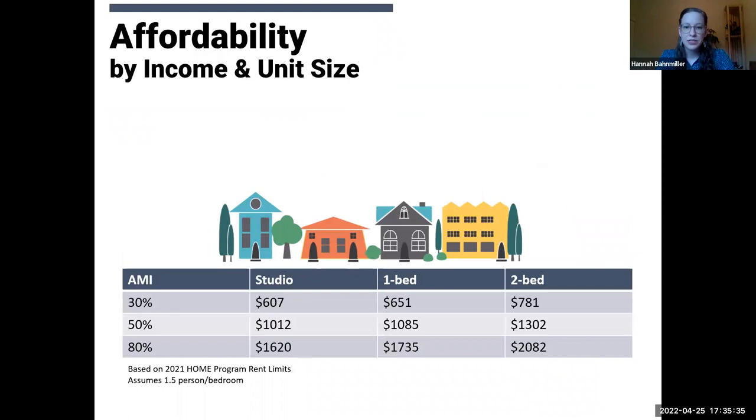I also like to include this slide because it helps us understand what those income figures mean in terms of housing costs. The rents shown here are based on 2021 HOME program figures and highlight some of the challenges of making these affordable rents a reality.